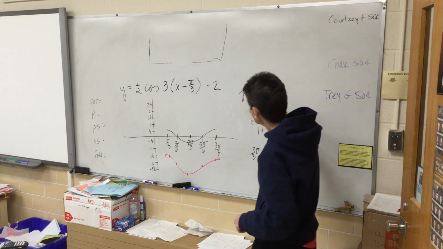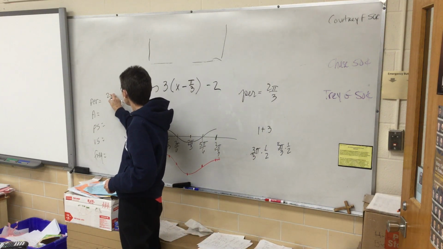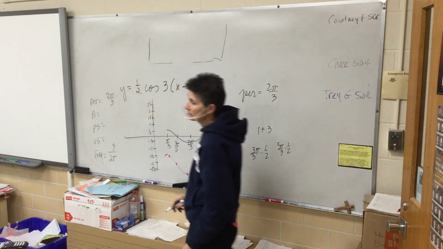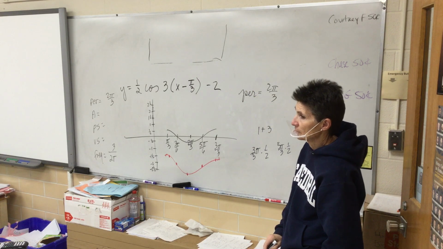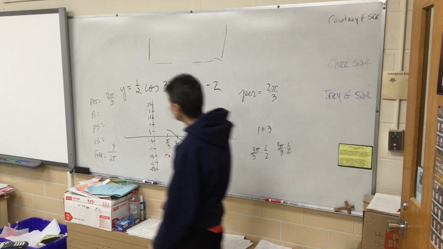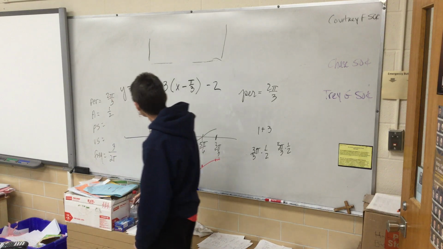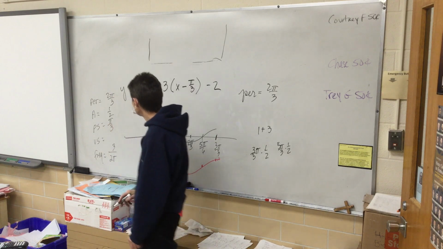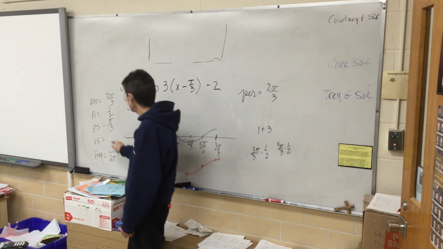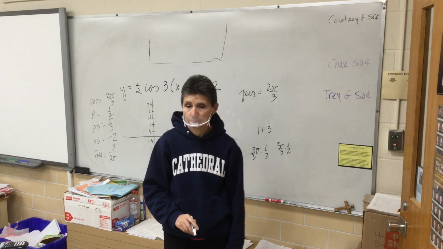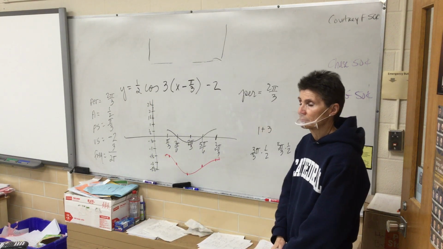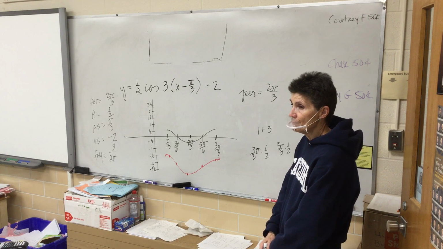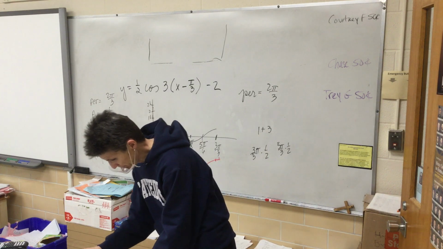Already figured our period, 2 pi over 3, which makes our frequency 3 over 2 pi. Amplitude, 1/2. Phase shift, pi over 3, positive, right? And vertical shift, negative 2 down. Is that easy? It's got some tricky components to it, but it's not bad.